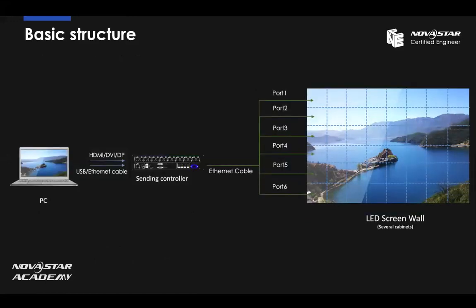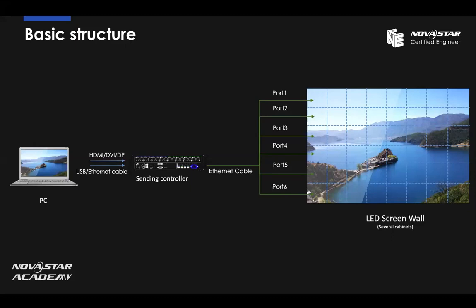Now, we know how to set up the LED screen. If we want to show an image on the screen, then we need to set up the control system, right? Here we can see the control computer is connected to the sending card through the USB cable and Ethernet cable. So the PC can send control commands to the sending controller.